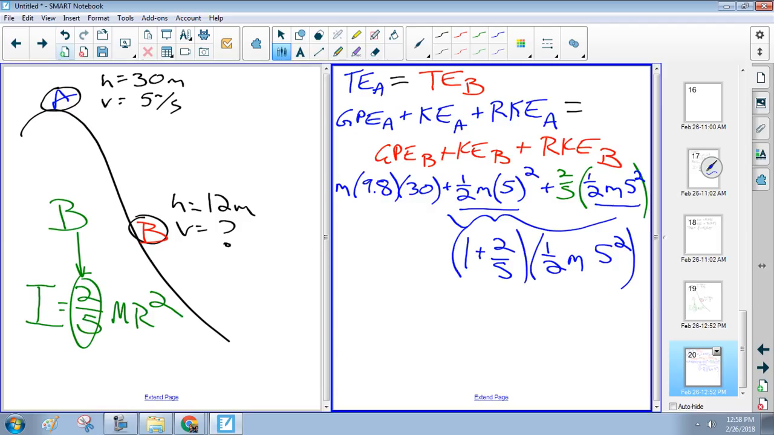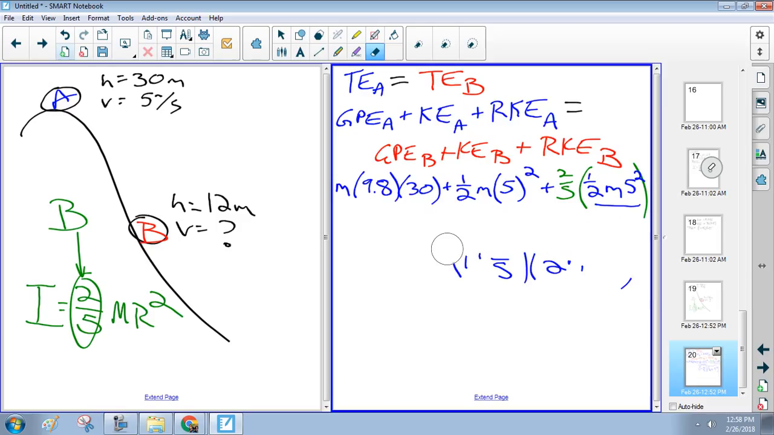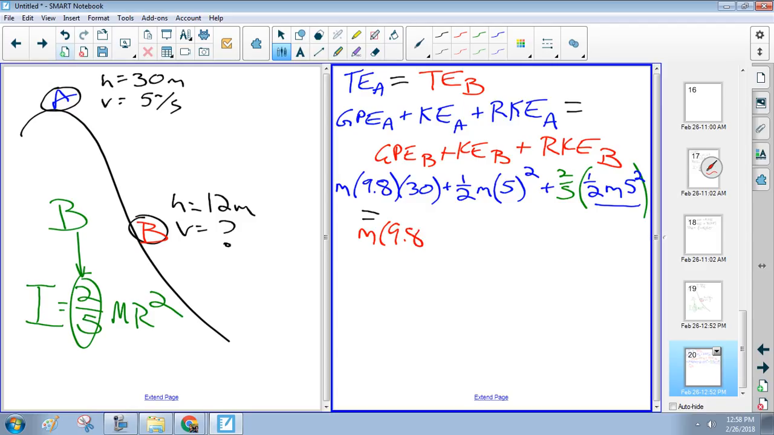Yeah, AJ? It's way up higher in the back there. Oh, wait, never mind. You good? Yeah. All right. So that's the total energy at point A. And that's got to equal the total energy at point B, which is m times 9.8 times what, 12? Plus 1/2 m times v squared plus 2/5 times 1/2 mv squared.